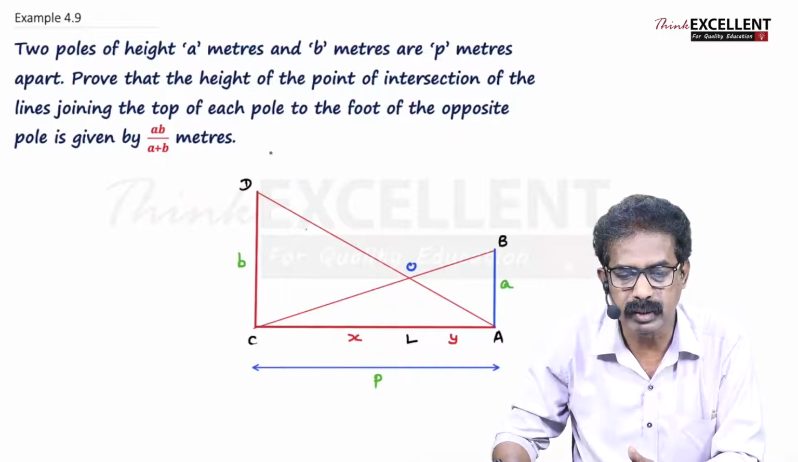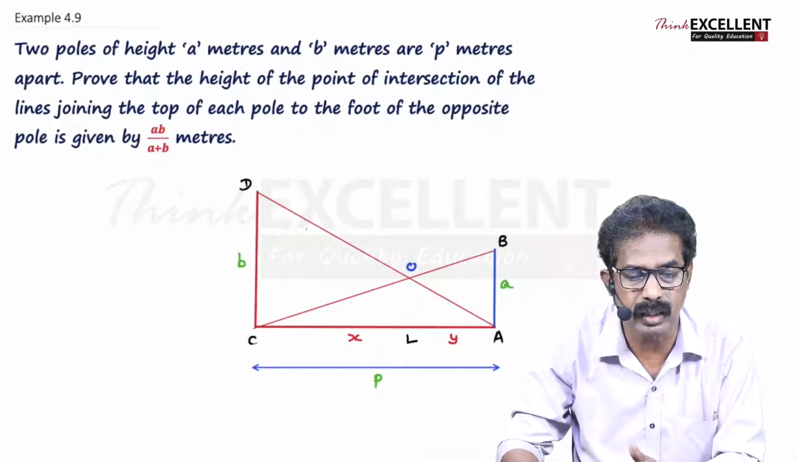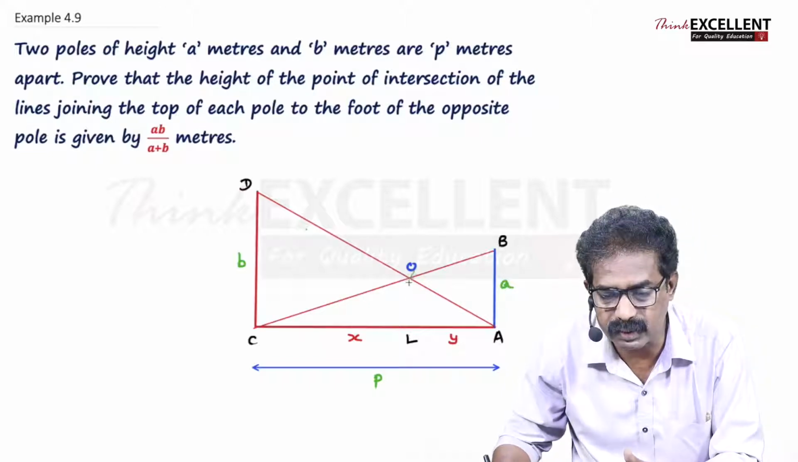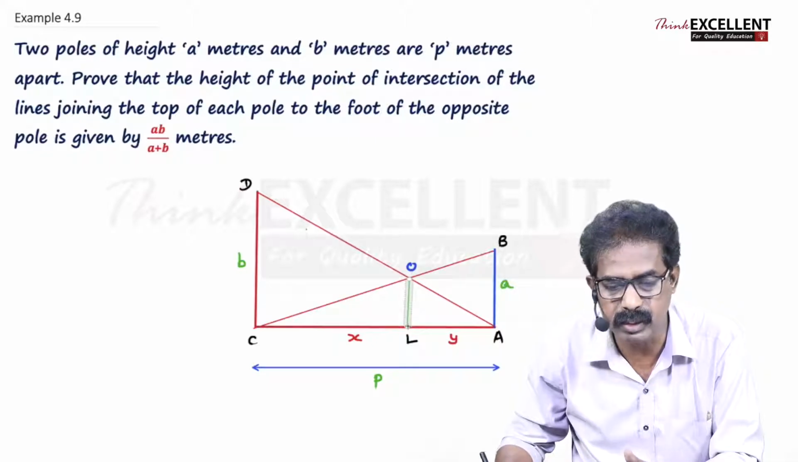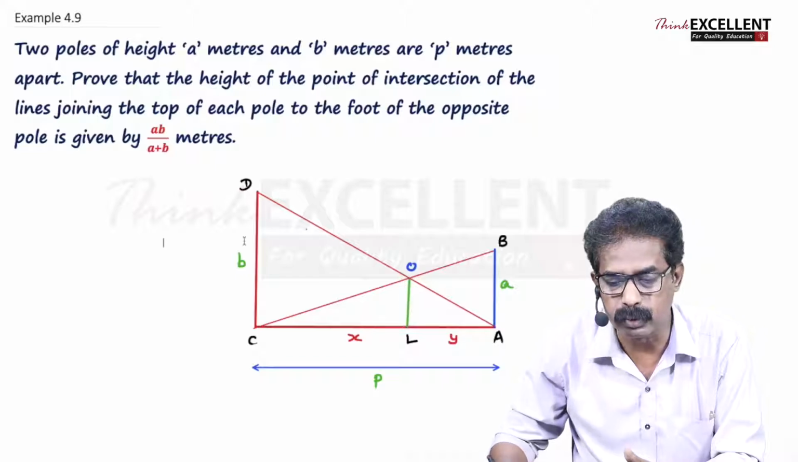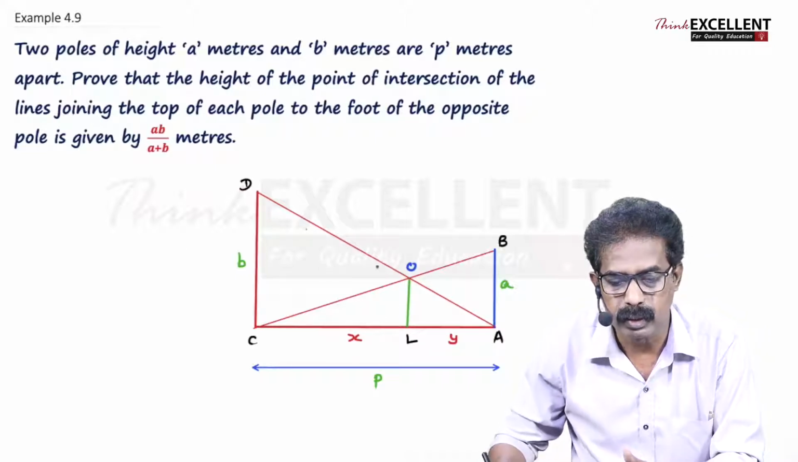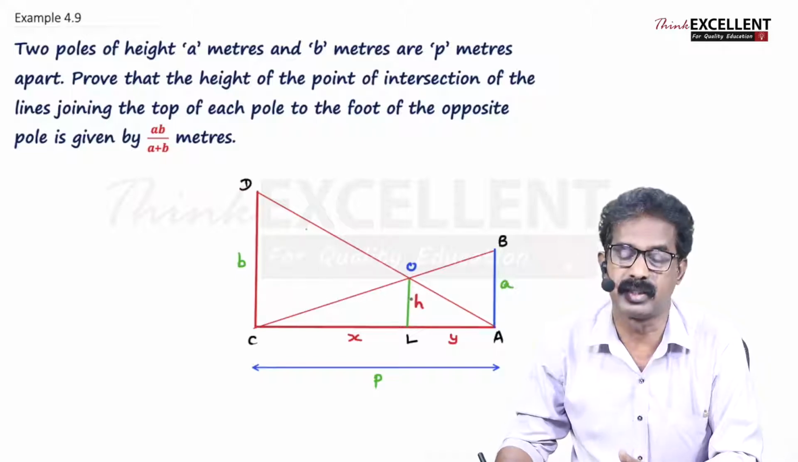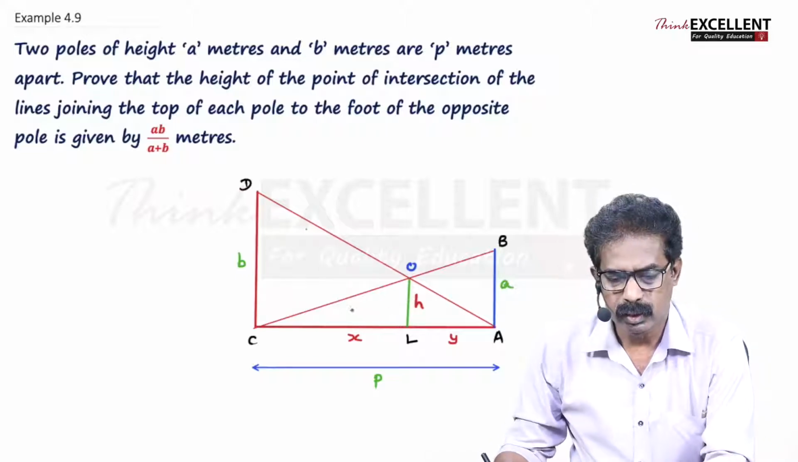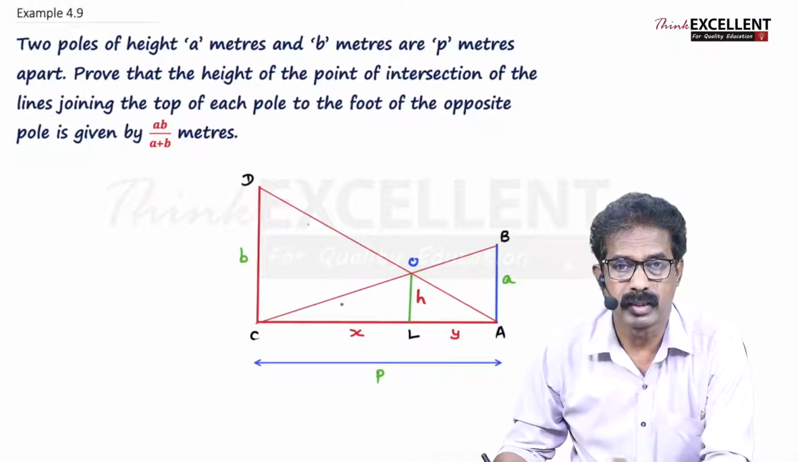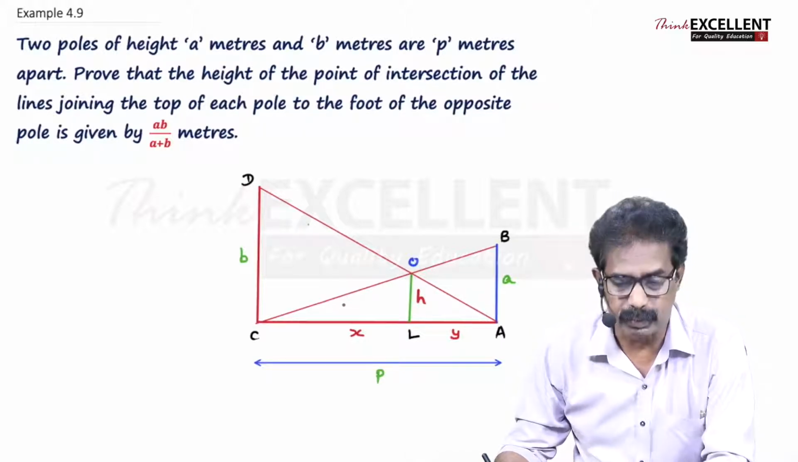Now the question is, they asked to find the height at O, the point of intersection. So at that point you find this height. We take this as H, and they asked to prove this height is equal to AB by A plus B. So we have to find this H. First I'll just explain to you very quickly for you to understand. Then I'll tell you for the examination how to write the steps.